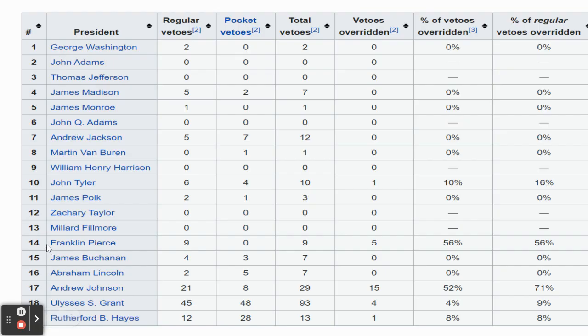This is just a chart that shows some of the presidential vetoes. You'll see, this is the column you should look at, the first one. It shows you how many times the president vetoed a law that was passed by Congress. And this column up here shows you, of the vetoes that the president used, how many of those were overridden by Congress against the president's will.